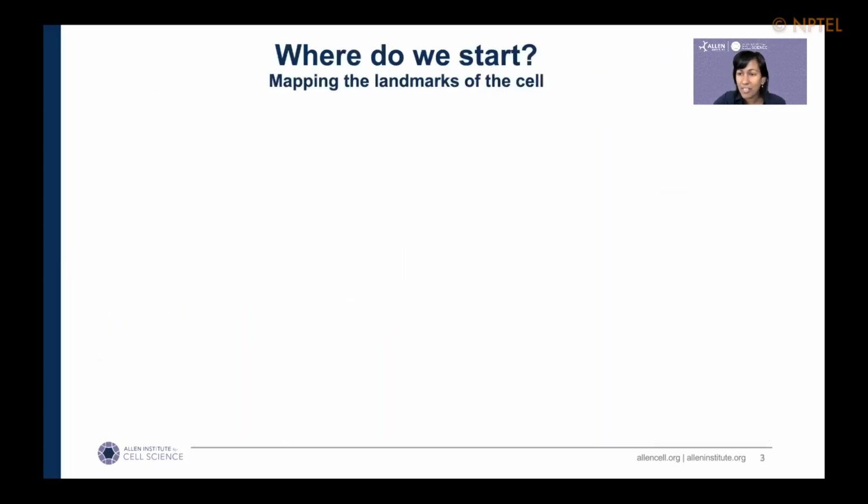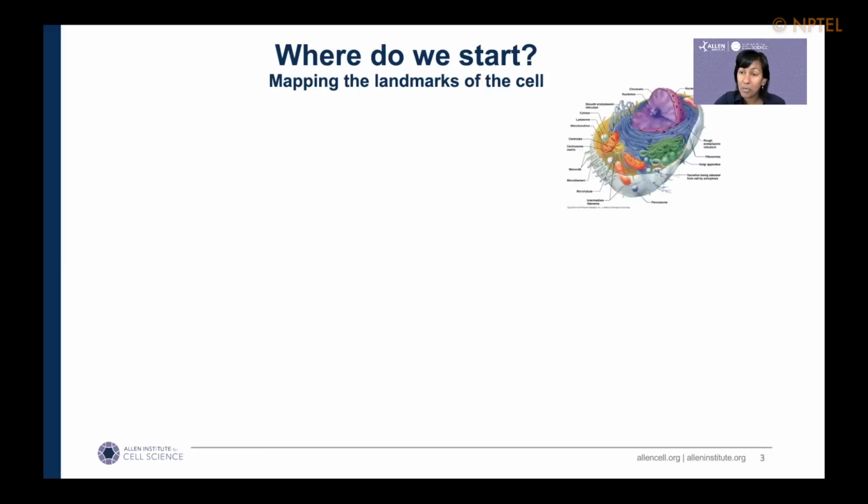So where do we start? A few years ago, we started this institute by asking, let's really map the organization of the cell. Where are the major landmarks of the cell, like the nucleus, the ER, the Golgi, etc.? We think we know where they are. If you look at any cell biology textbook, you can see these different structures nicely in this cartoon.